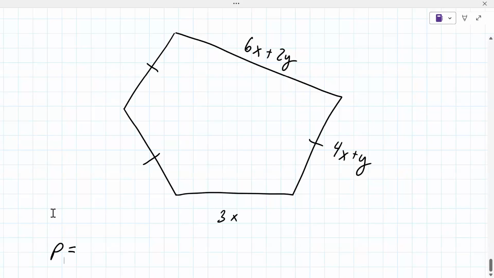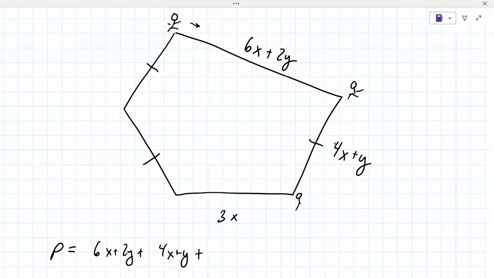Okay, the perimeter is a walk around. Like, imagine you're standing here, and you're gonna walk all the way around. So, like you said, you're adding up all the sides. Do you know the length of this first side? Imagine you're going to the right first. Do you know the length of this side? 6x plus 2y. Then you get over here now. Do you know the length of this one? 4x plus y. Okay.